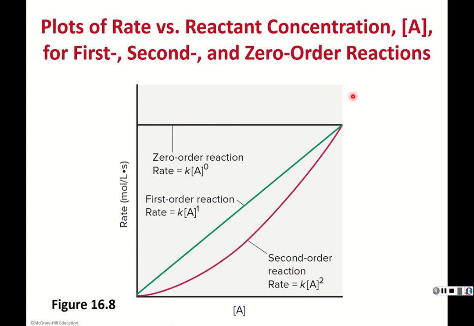We can write these rate laws as shown here. Zero order: rate equals the rate constant times the concentration of A to the 0 power. A to the 0 power is just 1, so it's really just dependent on the rate constant. First order is K times A to the 1 power, so just K times the A concentration. That's why it's linear. Second order is K times A to the second power, so A squared is what this curve looks like.